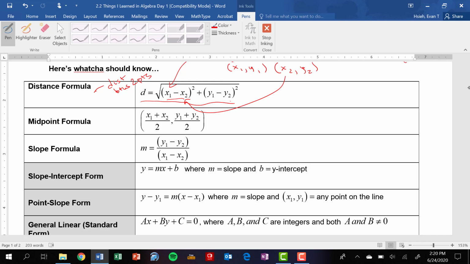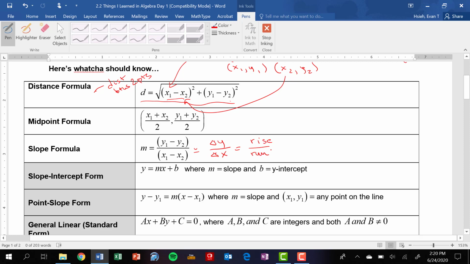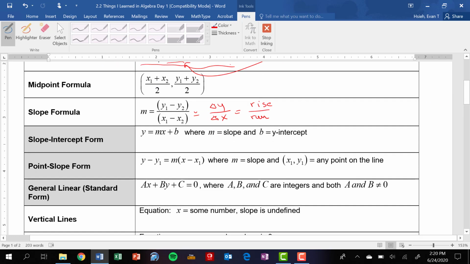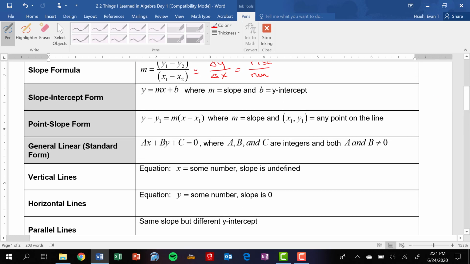The next formula should be very familiar to all of you. This is the slope formula. It's basically the change in the y values divided by the change in the x values, or otherwise known as the rise divided by the run. And we do use this formula quite a bit. We use it when we're trying to identify slope-intercept form, which is y equals mx plus b. You need the slope. M is your slope for that. B, of course, is your y-intercept.